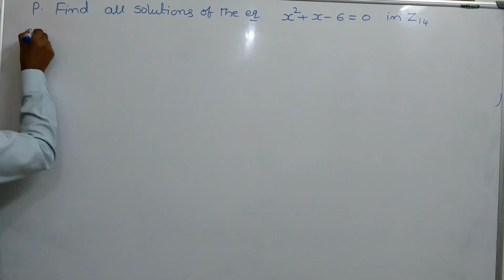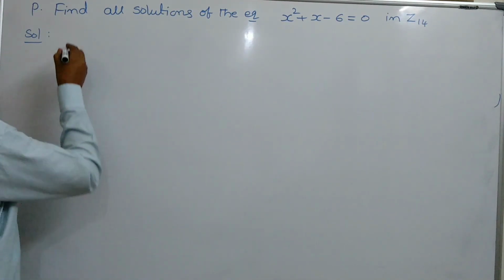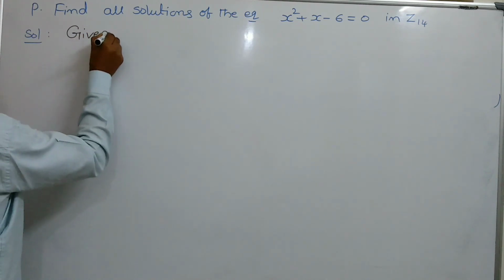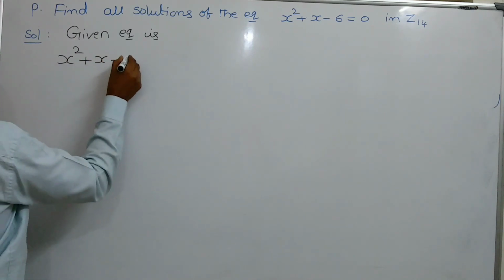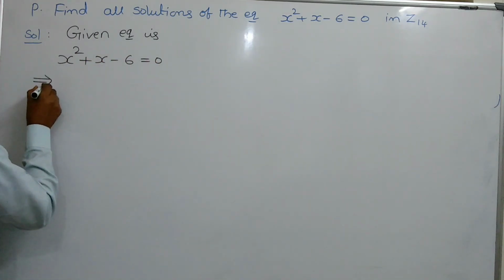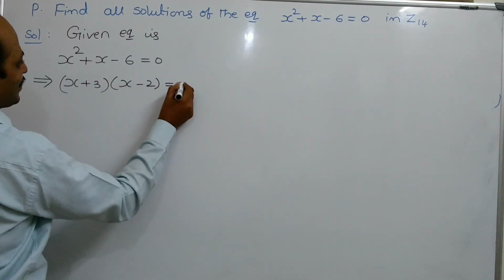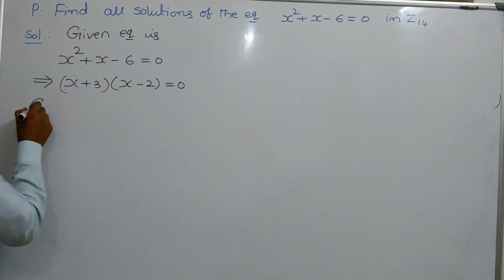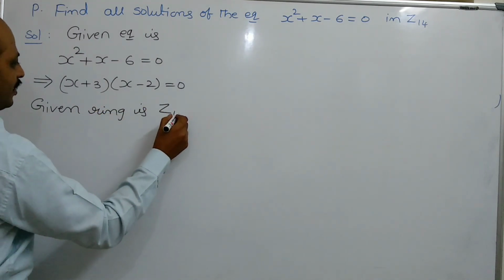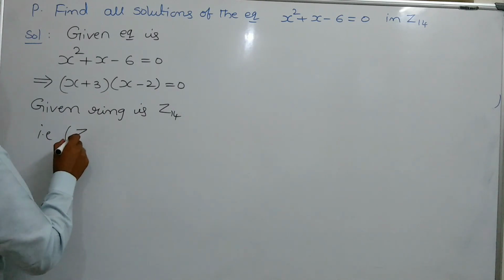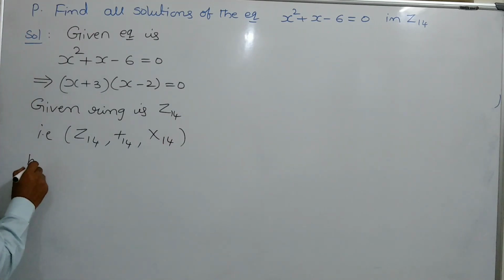Let us solve this problem. What is the given equation? x square plus x minus 6 is equal to 0. It can be written as x plus 3 into x minus 2 is equal to 0. Given ring is Z14. What is Z14? Z14 with respect to addition modulo 14 and multiplication modulo 14.